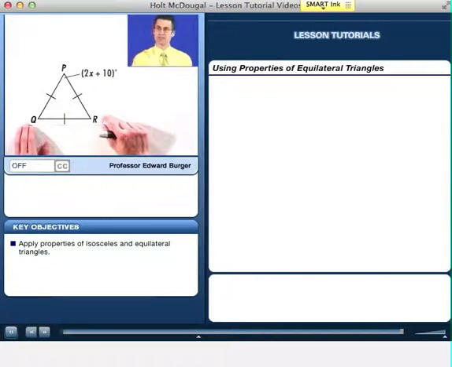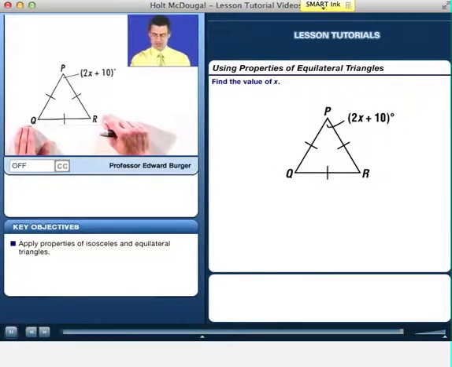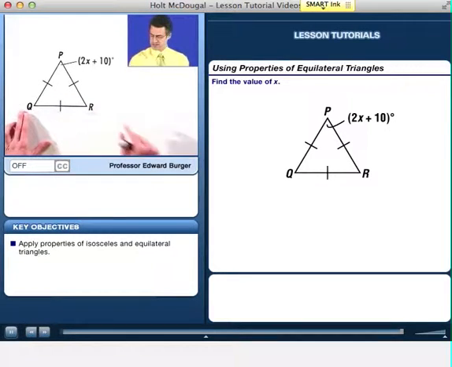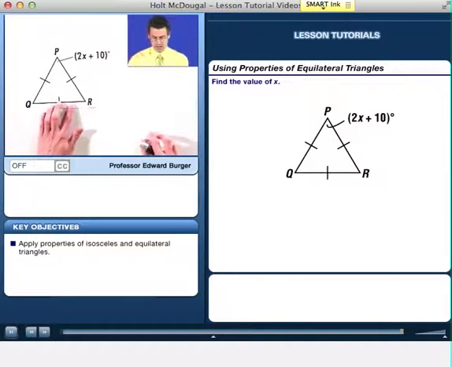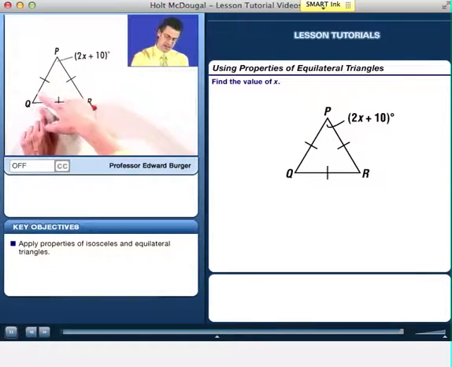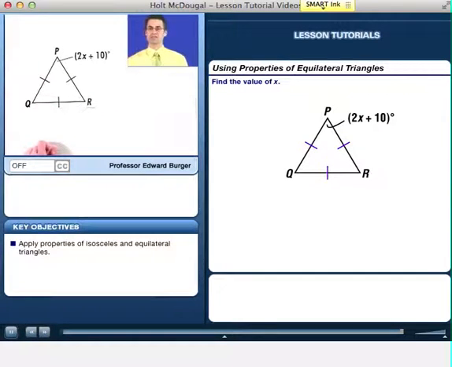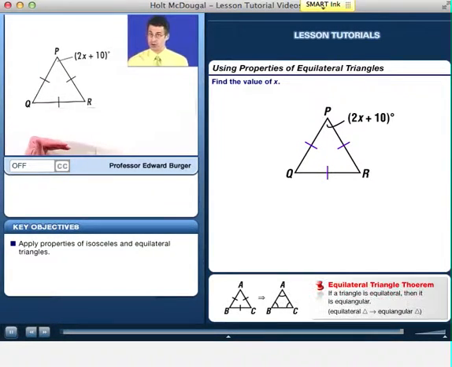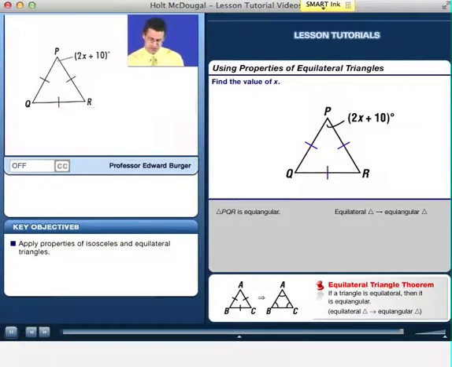Here's the first one. We're given this information, and the question is just find x. So let's solve for x. It's sort of a fun algebra question that appears in geometry. Well, what do we know? I see that, by these markings, all the sides are congruent. That means this is an equilateral triangle, which by the result we just talked about means it's equiangular, which means all the angles are going to be the same.